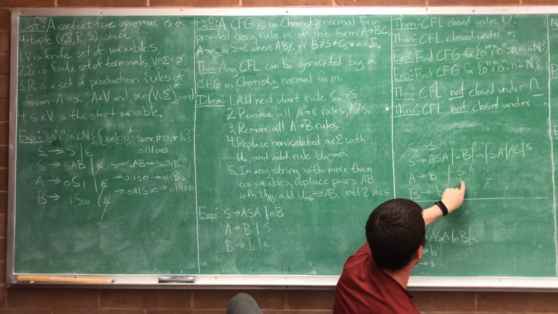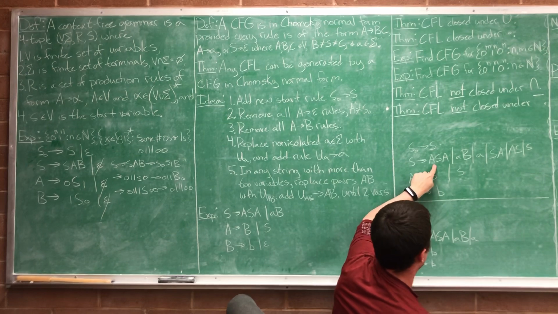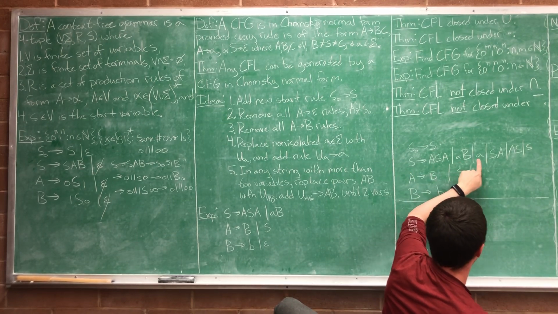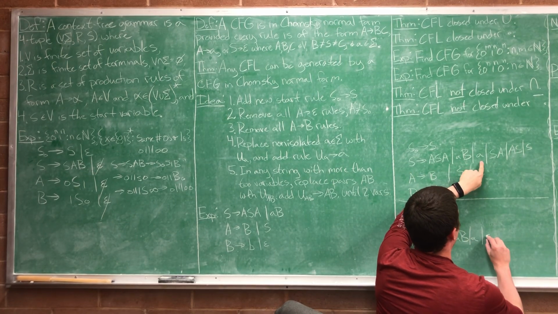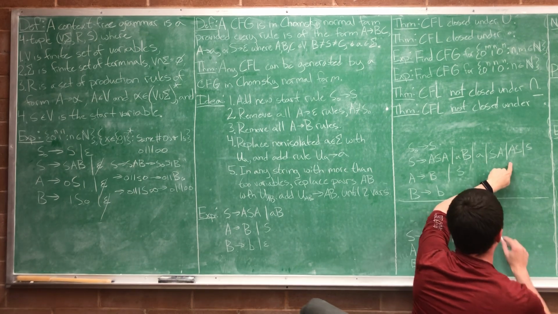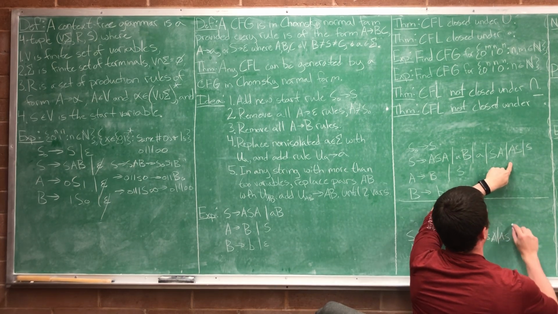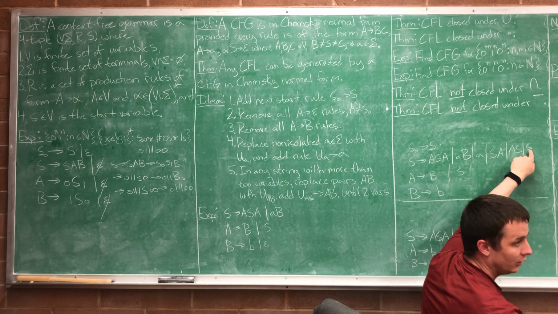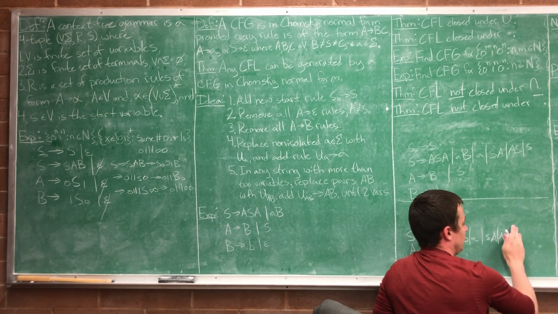So A goes to S, we gotta get rid of that. S goes to ASA, that one's still fine. Goes to AB, that's still fine. Goes to little a, that's still fine. Goes to SA, that's fine. Goes to AS, that's fine. Goes to S, not allowed. We can just get rid of that one without actually changing anything.